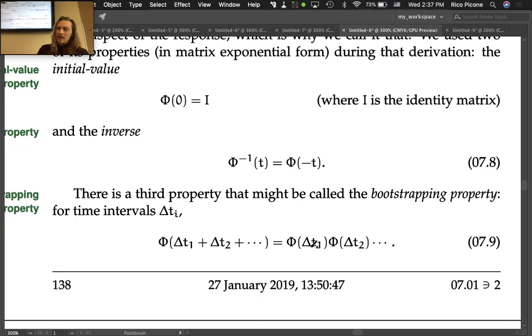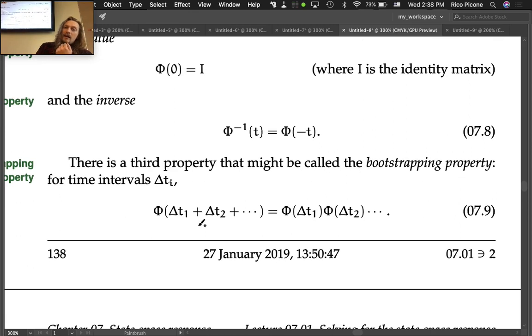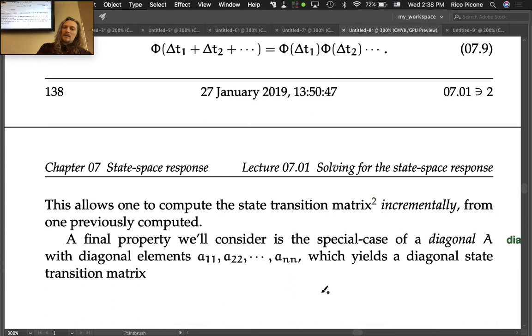There's a third property we might call the bootstrapping property. It's not given a name in the Rao and Wormley text, but I think that's a good way of describing it. For time intervals delta t, if you want to know what the state transition matrix is for some time that is the sum of a bunch of these incremental times, you can simply use maybe previously computed state transition matrix times and multiply them together. This is going to be specifically interesting for a problem in your homework that you're going to be seeing. This bootstrapping property will help you. It allows one to compute the state transition matrix incrementally from one previously computed.